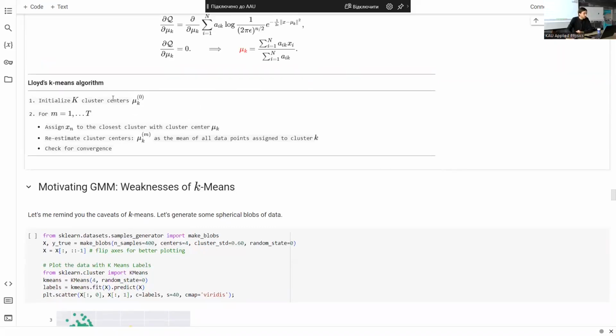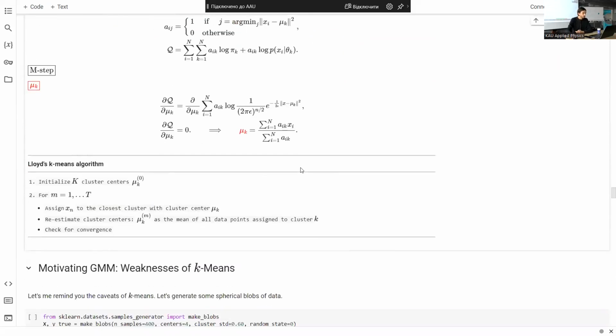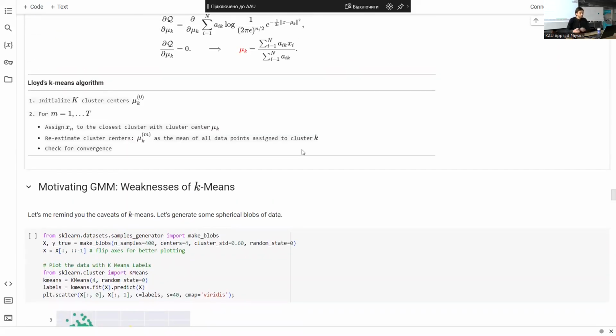Okay, and here, once again, I recall Lloyd's k-means algorithm. So the clusters k are initialized with these parameters mu_k, and then we do the iterations: assign x_n to the closest cluster with the cluster center mu_k, and re-estimate values of mu_k having those parameters, and of course check for convergence. So Lloyd's algorithm, you see, is pretty equivalent to doing GMM, but you have fixed the parameter sigma.